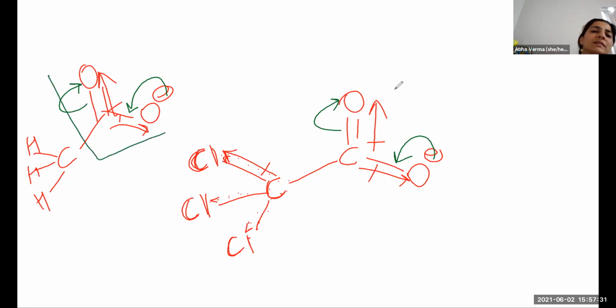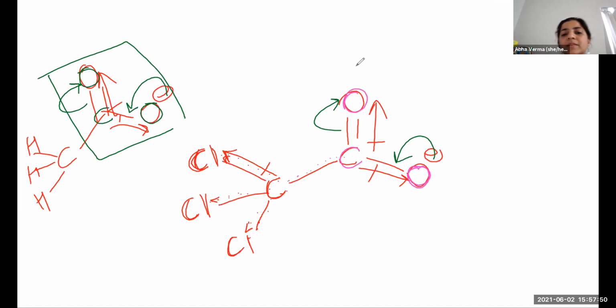So the electron spread was only between this oxygen, this carbon, and this oxygen. But in this particular example, the electron movement is not just on this oxygen and this carbon, but from here to this carbon also. These chlorines are pulling electrons from oxygens and carbons wherever they are. Of course, as the distance increases, the pull will decrease.